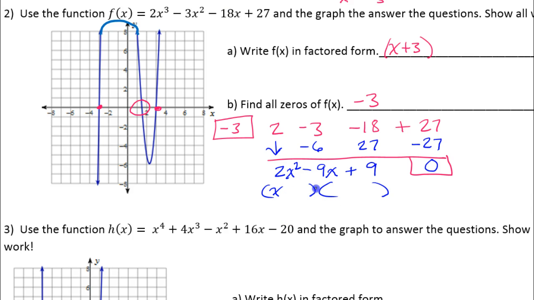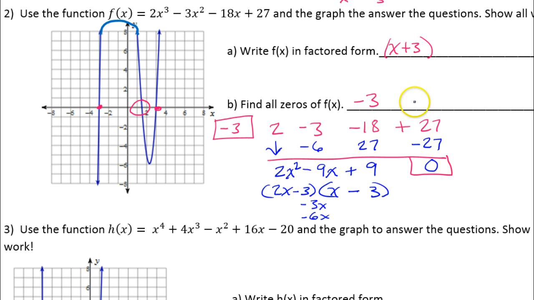But anyway, 2x squared can only be 2x times x. I'll just do it like I normally would. 9 could be 9 times 1, but I'm betting on 3 times 3. And what do you want to bet? This is going to wind up being x minus 3 right here. But inner plus outer equals middle. Inner, I have 3x. Outer, I have 6x. I'm trying to get negative 9, so I need both of these to be negative. So minus and minus. So there's the x minus 3 we were predicting.